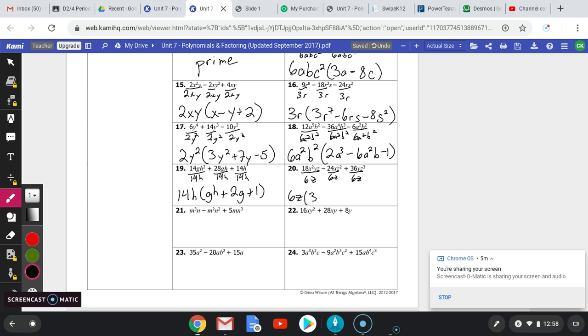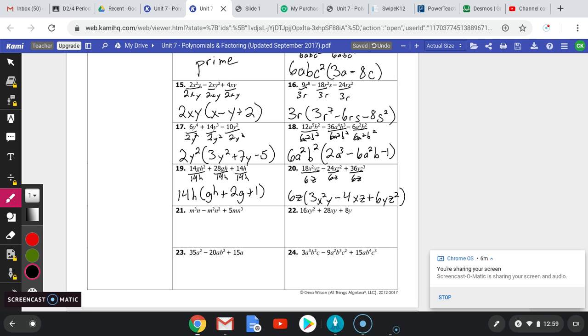18 divided by 6 is 3. This x squared y still stays in play, but the z's cancel. Minus 24 divided by 6 is 4. There's still an x. And then z squared divided by z is just z. Plus 36 divided by 6 is 6. We've got this y. And z cubed divided by z is z squared.